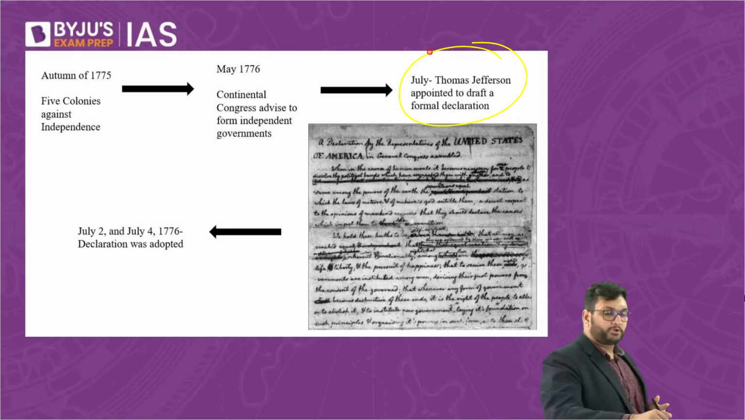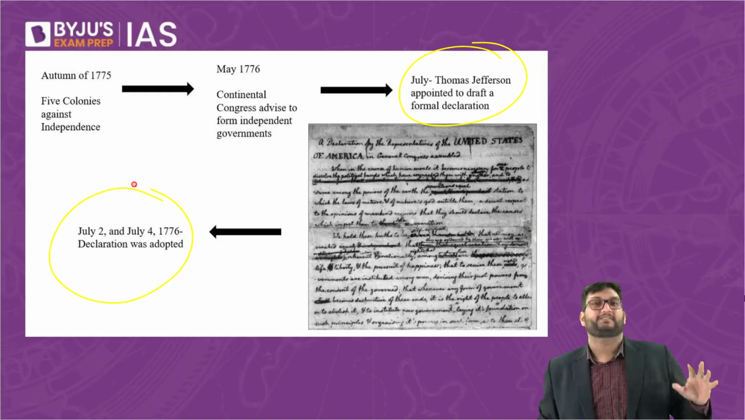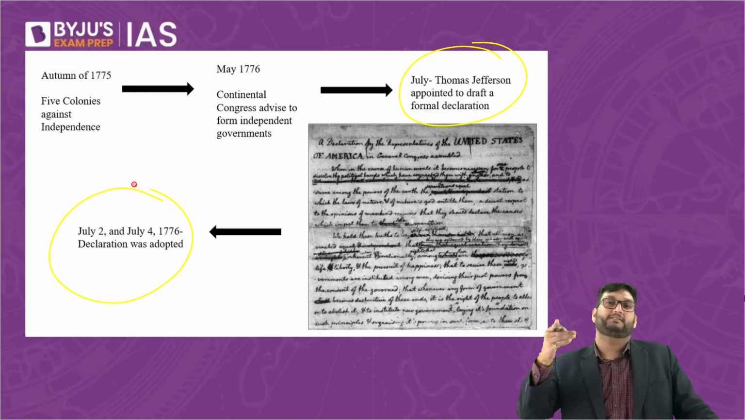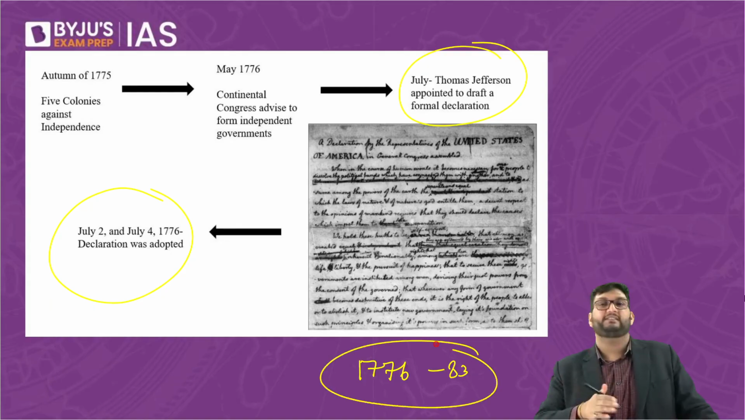On 4th of July, which is considered their Independence Day, they will adopt this document, which is called the Declaration of Independence. Between 1776 and 83, then they will fight. But from 1776, we believe that America was independent.